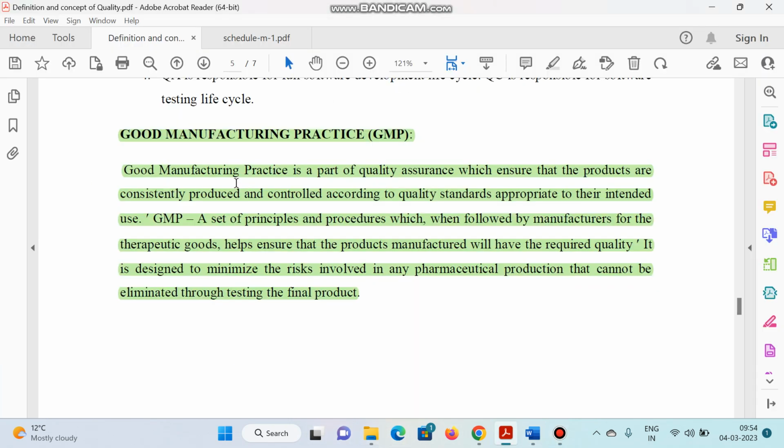If you go by the definition, what is GMP? It is good manufacturing practices. It is a part of quality assurance. Yes, it is in our syllabus. So it is a part of quality assurance which ensures that the products are consistently produced and controlled according to the quality standards, appropriate to their intended use. And these are the set of principles and procedures which are followed by the different manufacturers for therapeutic goods, which helps to ensure that the products manufactured will have the required quality.